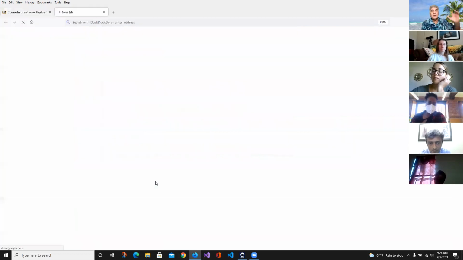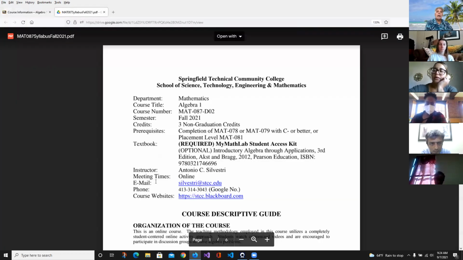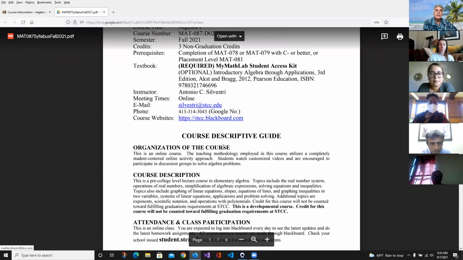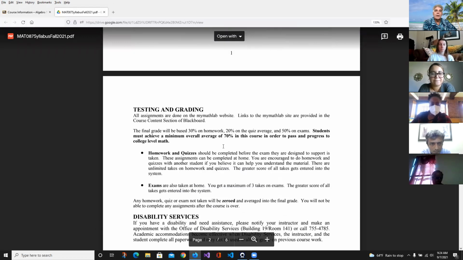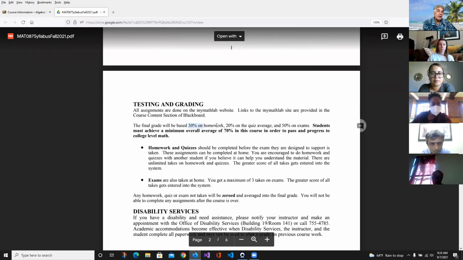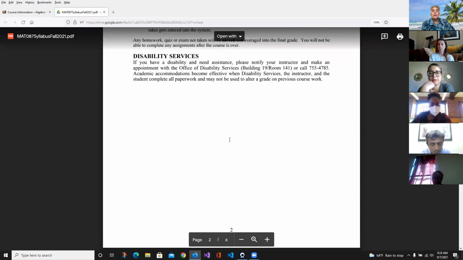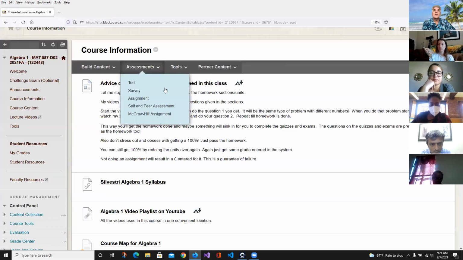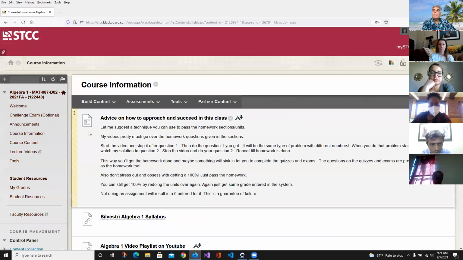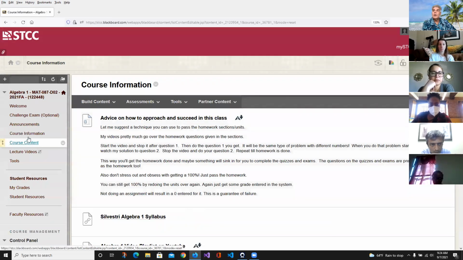There's the syllabus. There's your syllabus, if you want to copy it. That's everything that has to do with the class. You can go ahead and read it. The big thing is maybe the percentages that might be worth looking at. Like the homework counts 30%, quizzes 20%, exams 50%. Okay, and you can read the rest. That's kind of boring. So let's go to the course content.